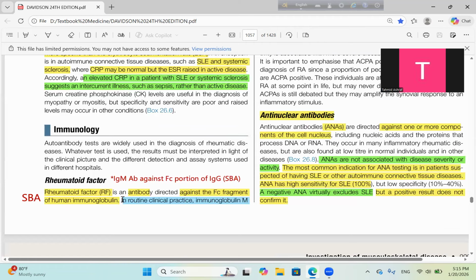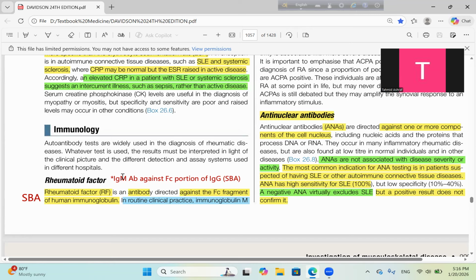Here is an important immunological test, rheumatoid factor or RF. Rheumatoid factor is an antibody directed against the Fc fragment of human immunoglobulin. Which kind of antibody? IgM. It is an IgM antibody.